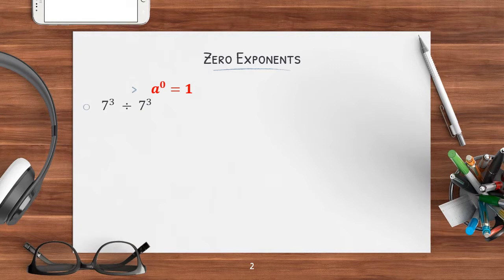For example, we have 7 raised to the power of 3 divided by 7 raised to the power of 3. So it means 7 raised to the power of 3 minus 3. 3 minus 3 is 0. So we have 7 raised to the power of 0. If your exponent is 0, your answer should be equal to 1. Again, if your exponent is 0, your answer should be equal to 1.